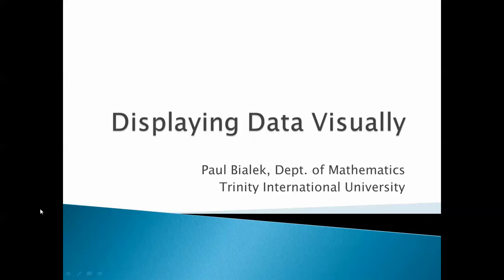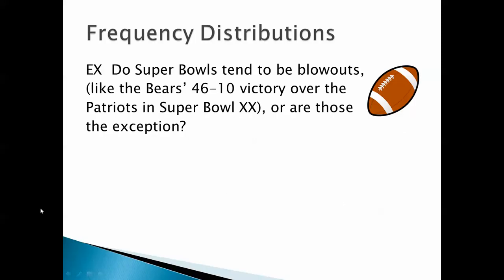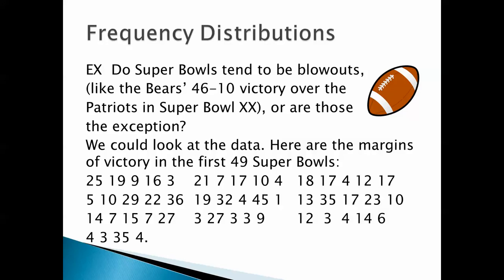Let's look at displaying data visually. Do Super Bowls tend to be blowouts, like the Bears' 46-10 victory over the Patriots in Super Bowl 20, or are those the exception? We could look at the data. Here are the margins of victory in the first 49 Super Bowls.